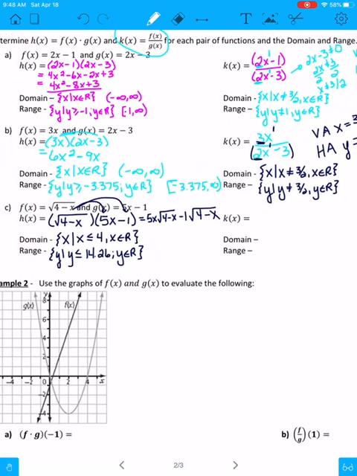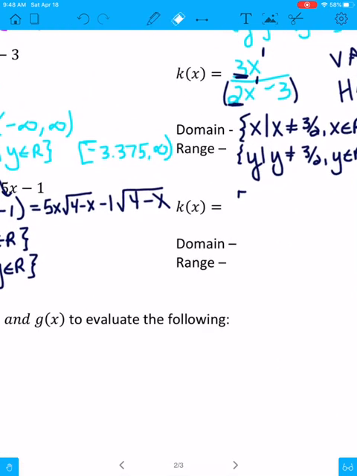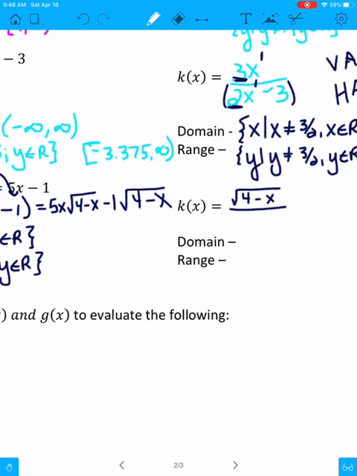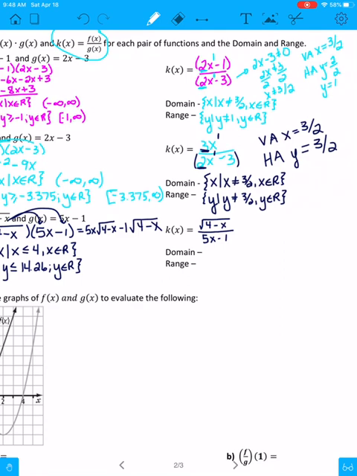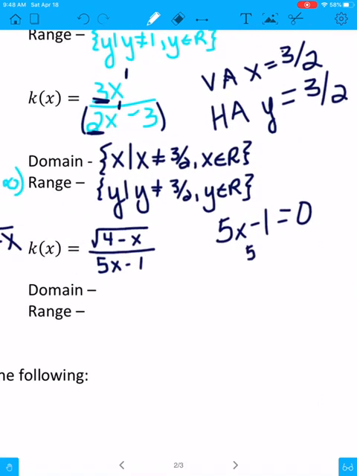Now k of x is division. So I have f of x, which is square root 4 minus x, and then on the bottom I have 5x minus 1. I know I have a vertical asymptote. So I go 5x minus 1 equals 0. 5x equals 1. x equals 1/5. So I know I have a vertical asymptote there.